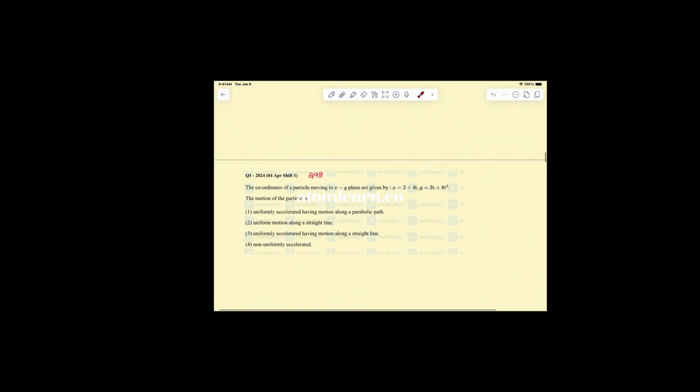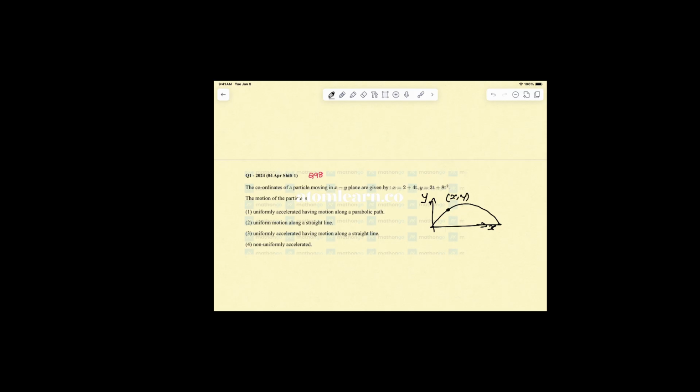Coordinates of a particle r moving in the xy plane are given by x equal to 2 plus 4t, and y equal to 3t plus 8t squared. At any instant the coordinate of the projectile is given like this. So we know that if we draw x versus y, with the vertical direction as y, then the projectile takes a path like this. Now at any point, this coordinate is (x, y).